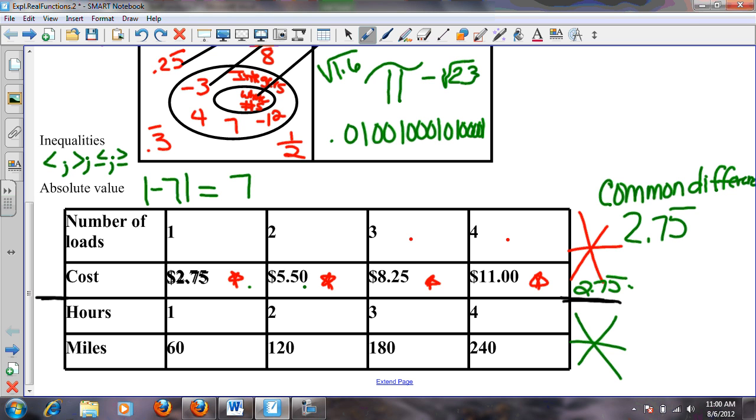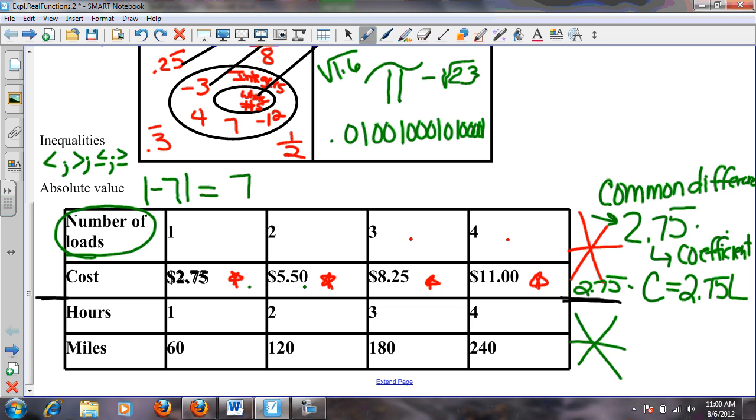That $2.75 is going to become my coefficient. That means I'm going to take the number of loads times 2.75, and that's going to give me my rule. So the cost will equal $2.75 times the number of loads. I'm going to use L for loads.